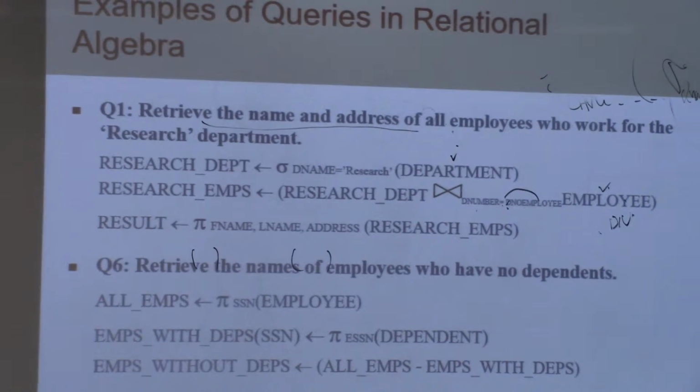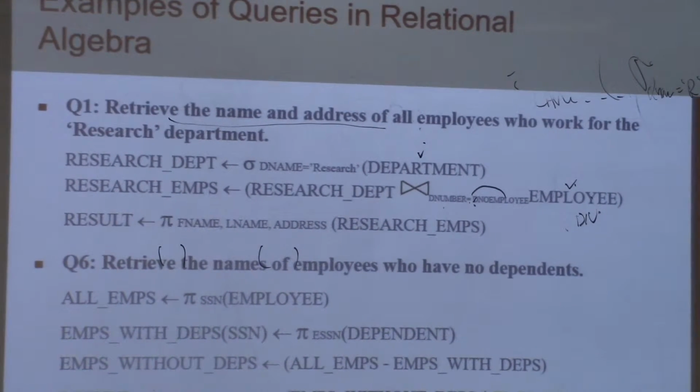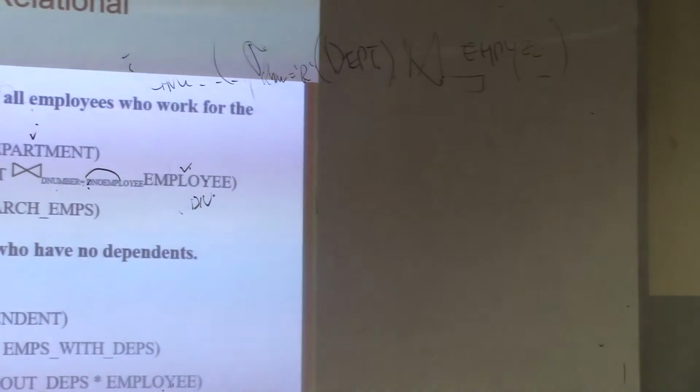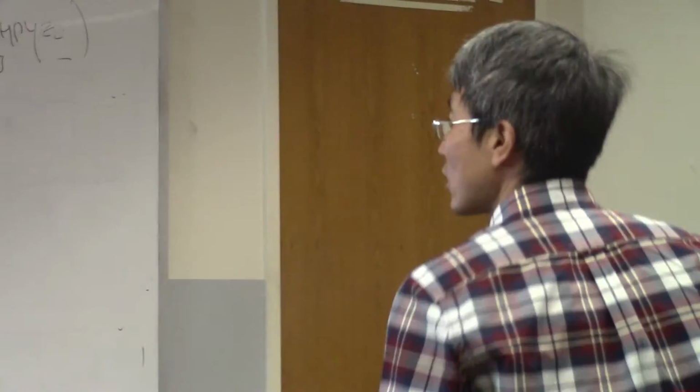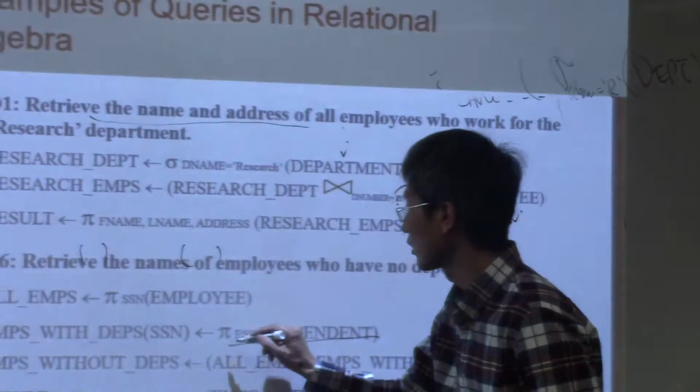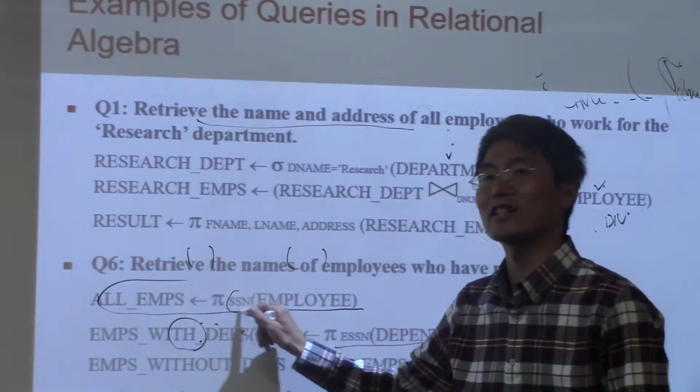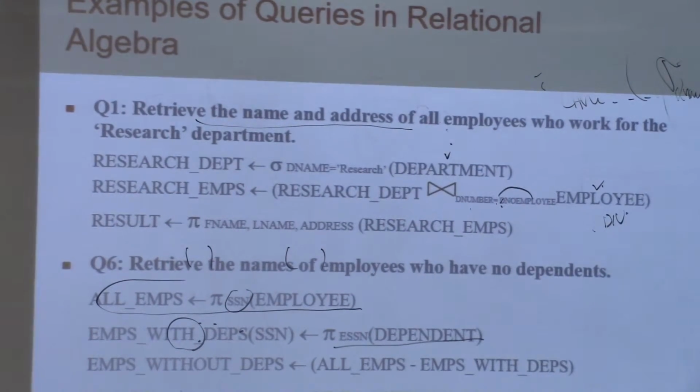Next, retrieve the names of employees who have no dependents. What does that mean? There are two types of employees: those who have dependents, and those who are single. So we try to retrieve the single employees. How can we get them? We can get the employees who have dependents from the dependent table. The dependent table has an ESSN. So why don't we get such ESSN from dependent? These are the employees who have dependents. And all employee SSN: this is all employees.